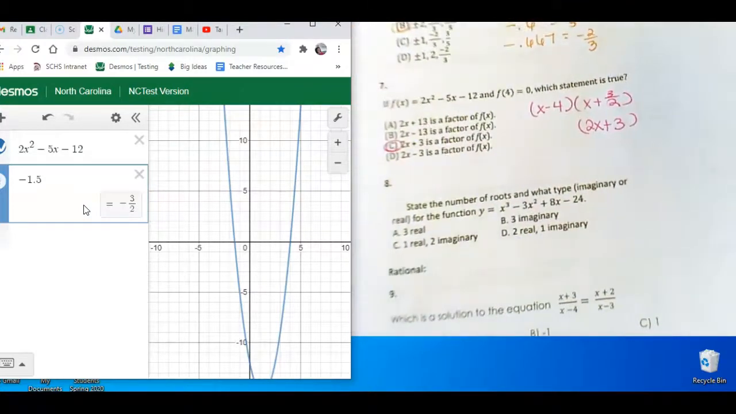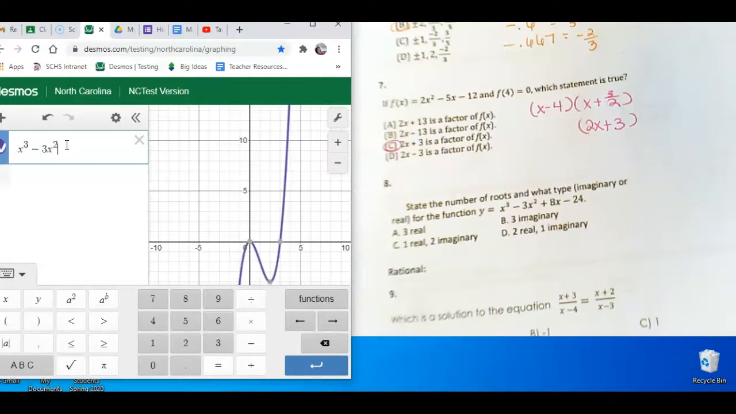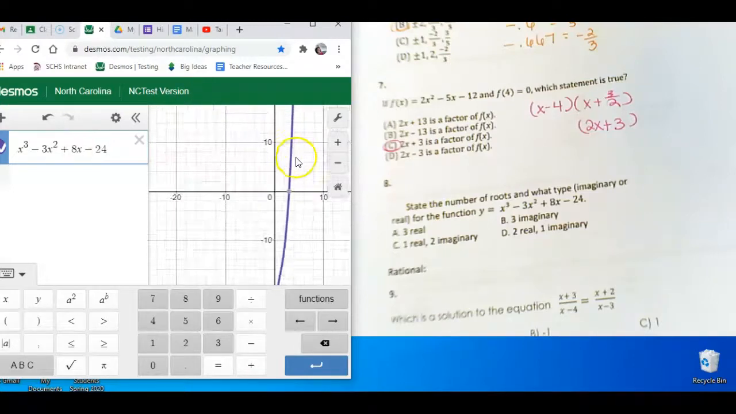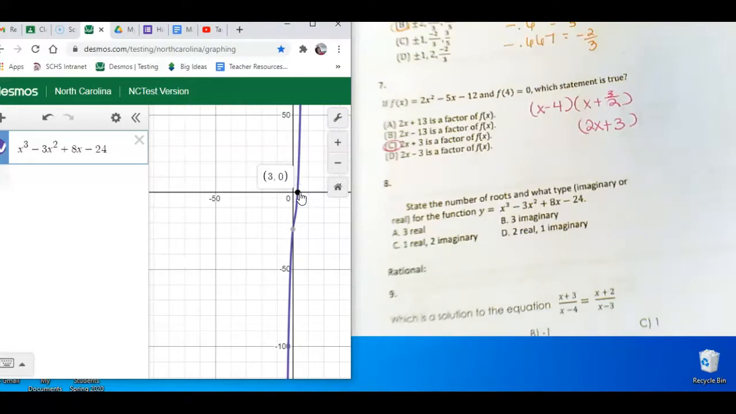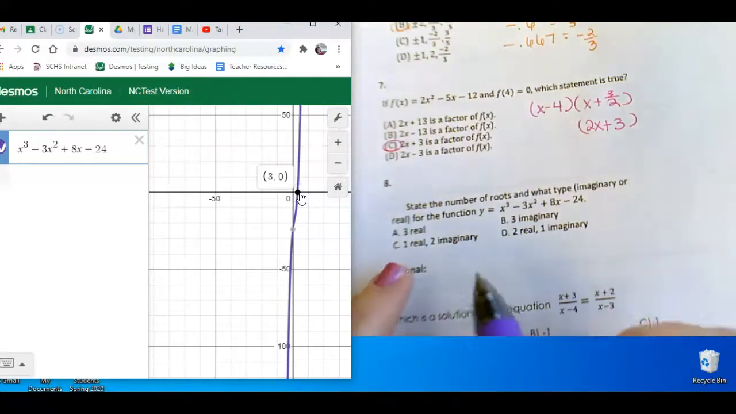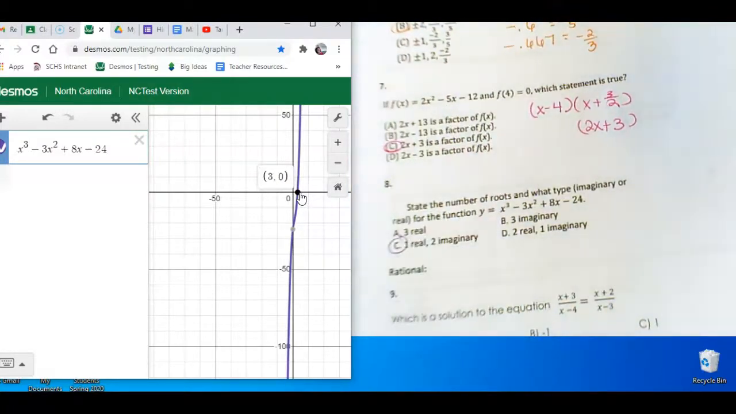Number 8, state the type of number of roots and what type. All right, let's graph it to figure that out. If you have polynomials, you definitely want to graph these because graphing will help you answer many of the questions you're going to look at. All right, looks like we're crossing the x-axis once, and because we're crossing the x-axis once, that means there's only one real solution. That means the other 2 solutions are imaginary.